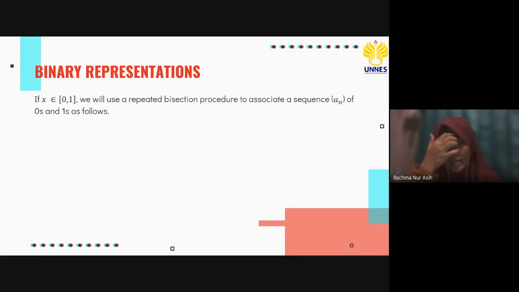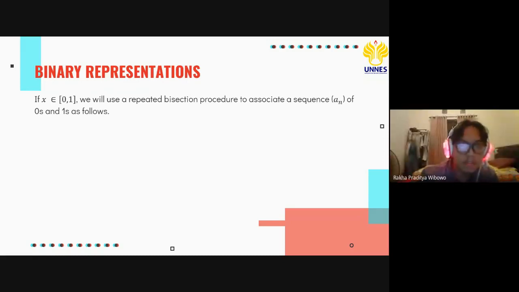Then the binary representation will be explained by Rakha. The next one will discuss binary representation.